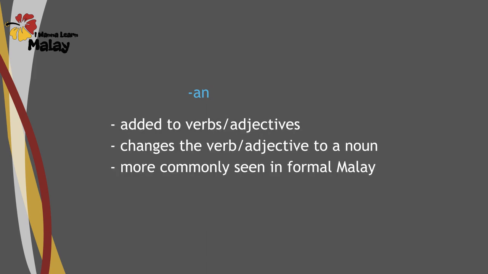In this video, we want to look at usage of another suffix, which is the an suffix. We've looked at the kan suffix previously, and how it is used and what it means. Now this one is different from how we use the kan suffix. The suffix an is added at the end of mostly verbs, and it changes the word from a verb form to a noun form.